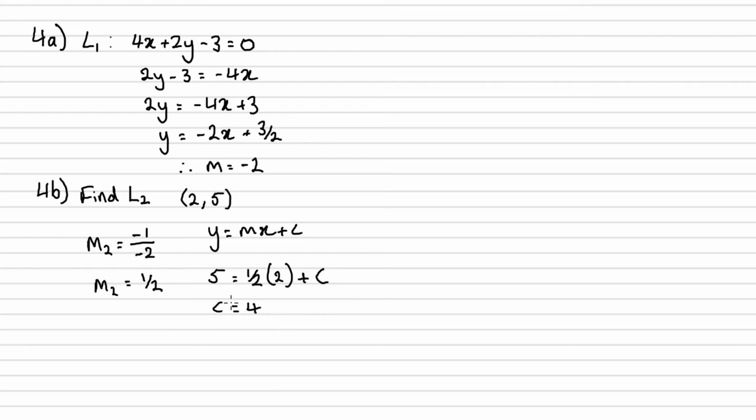Okay, so now I know 4 is the y-intercept, and I know a half is the gradient, so I can simply write out the equation of this line as y equals a half x plus 4. Okay, and that's the equation of L2.